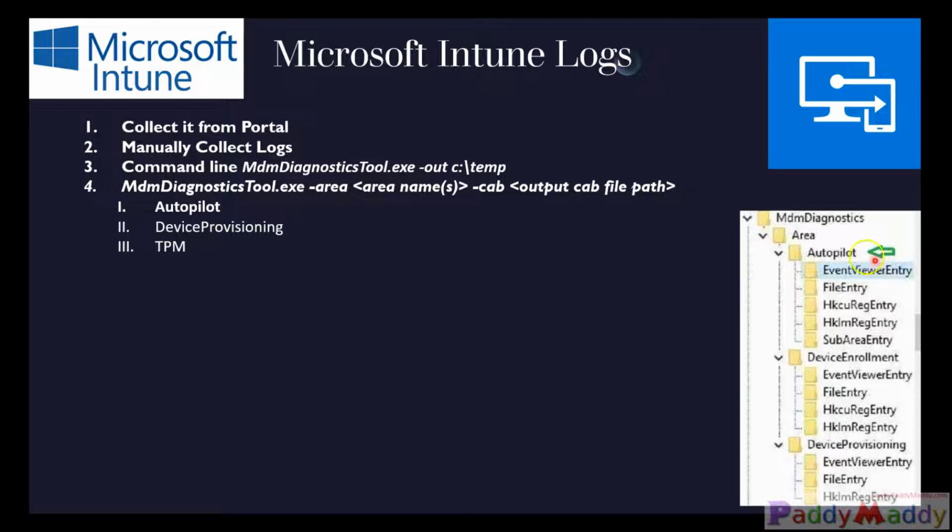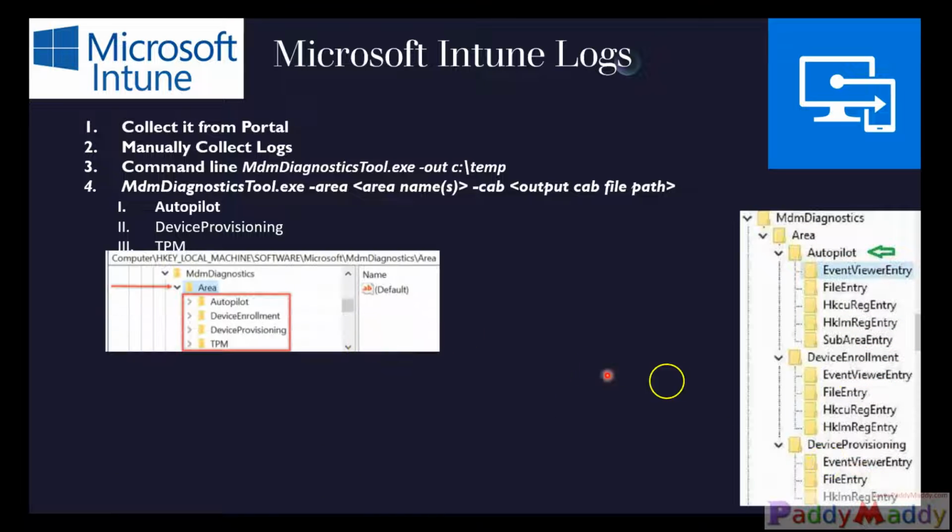And if you look at the registry keys, these are a couple of the registry keys that are populated or will be available. Not just the event viewer, it also collects from your files and events, and also HKCU and HKLM and sub areas. All of these things will be collected in each of these categories.